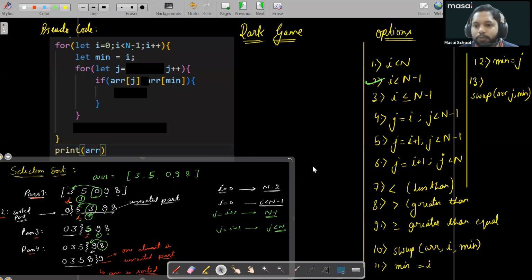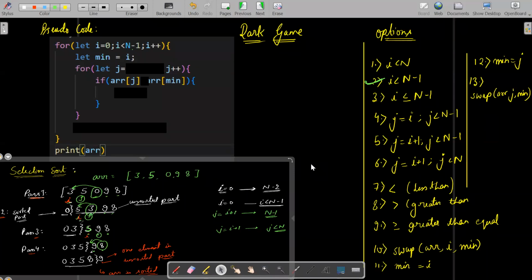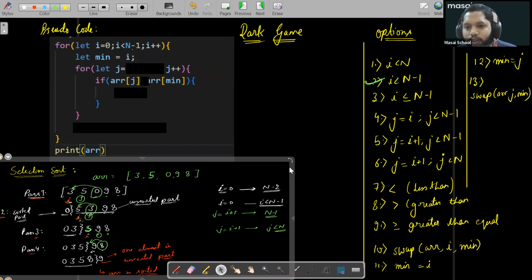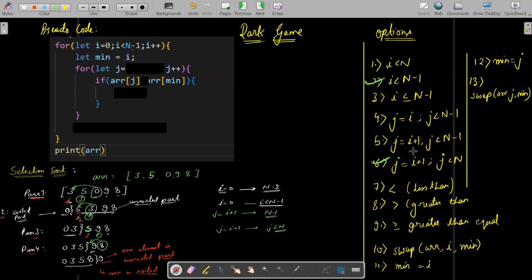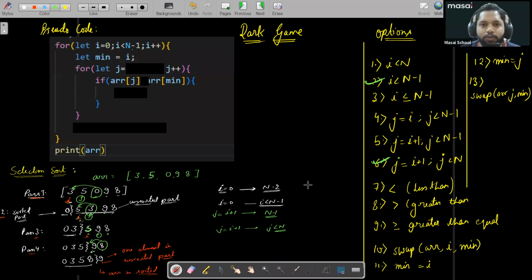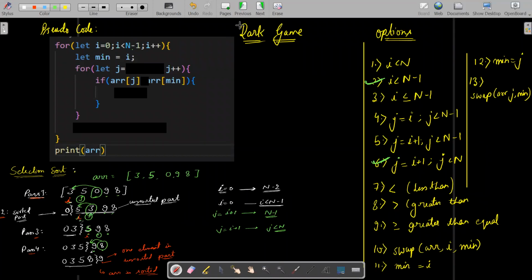What will be the option? Option number 6. And it will go while j is less than n. Option number 6. What is your explanation? Because we are searching for the less than element. So j will start from i plus 1 and go till j is less than n. Okay, thank you, Manoj, you can mute yourself. So option 6 is correct.